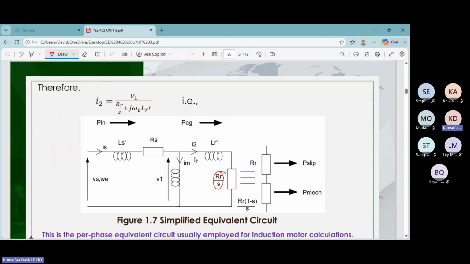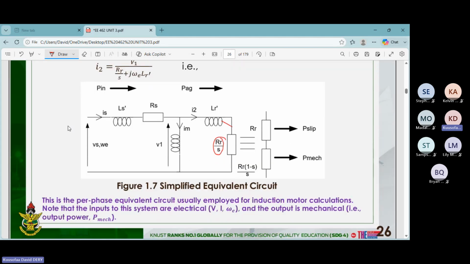So now let's understand some few things. This R over S can be represented as RR plus RR times (1 minus S) over S.